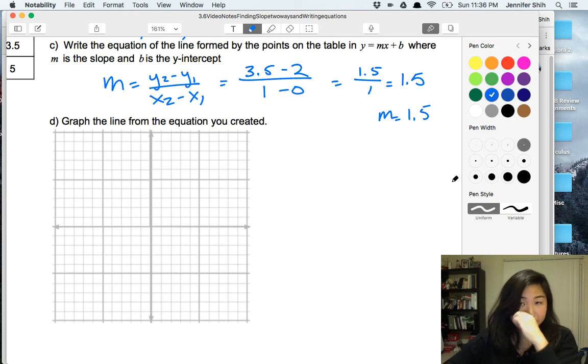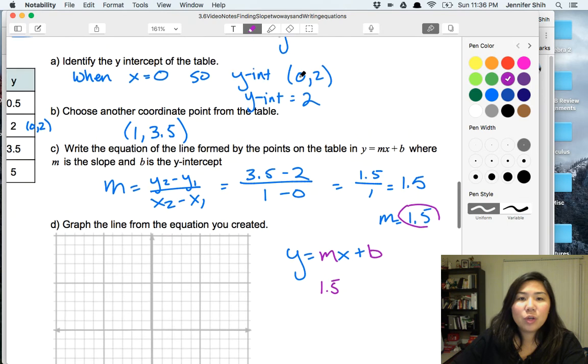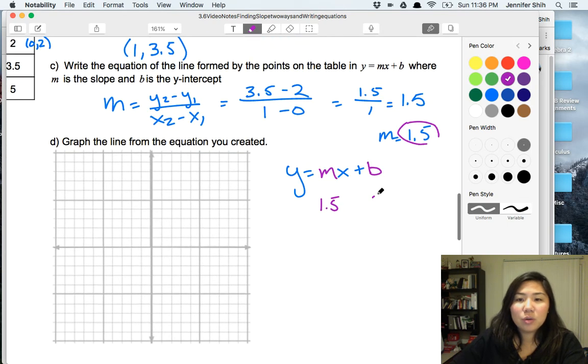All right. Oh yeah, I have to write the equation. So y equals mx plus b. So we have our m value, 1.5, and our b value was 2. My y-intercept was 2.